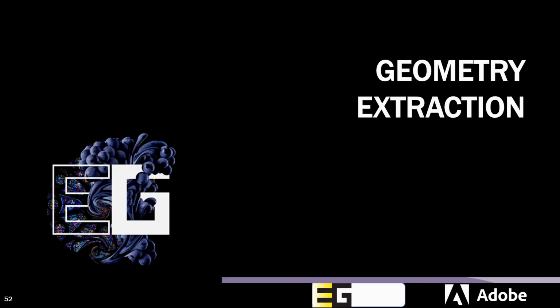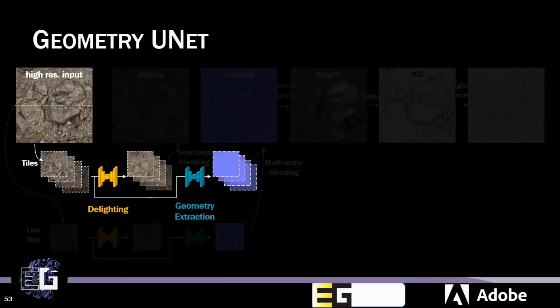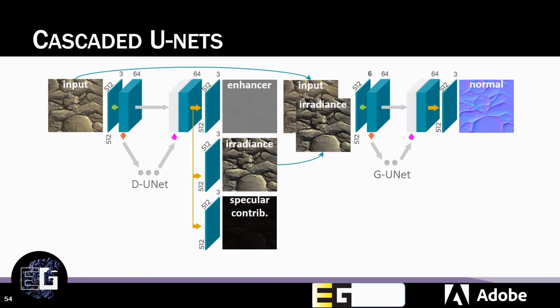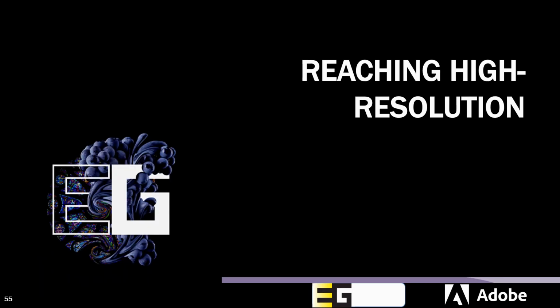For the geometry extraction, we train a second unit that is conditioned to the delighting result, as we concatenate the resulting irradiance map to the input to provide a 6-dimensional input to the geometry unit. The geometry unit is shallower than the delighting unit, and it outputs the normal map. We now have an albedo and a normal map predicted separately for small tiles.